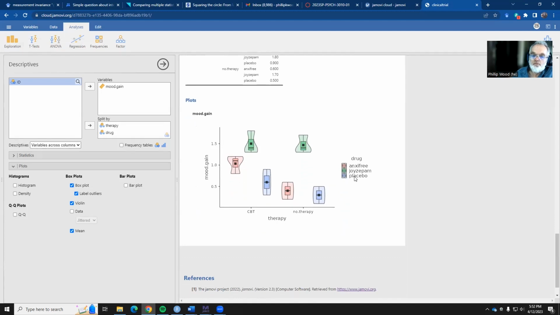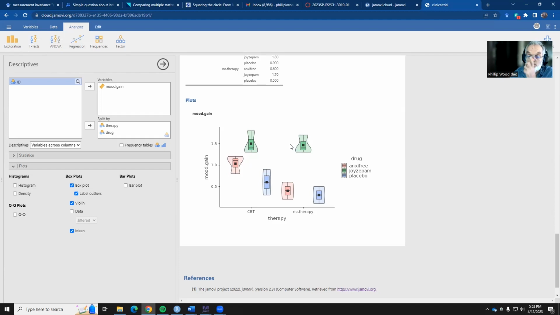Anxiety-free, joyzepam, and placebo for the CBT group, and the no therapy group. And looking at this, it looks like in the no therapy group, the scores are a little bit lower than they were in the CBT group. So even without medication, the people taking Anxifree seemed to be doing better than the people in the placebo condition, right? And as we noticed before, gee, it kind of looks like these variables are skewed. The joyzepam group is positively skewed. The bottoms are relatively thick down here, and the tail of the distribution lays up at the top, right?